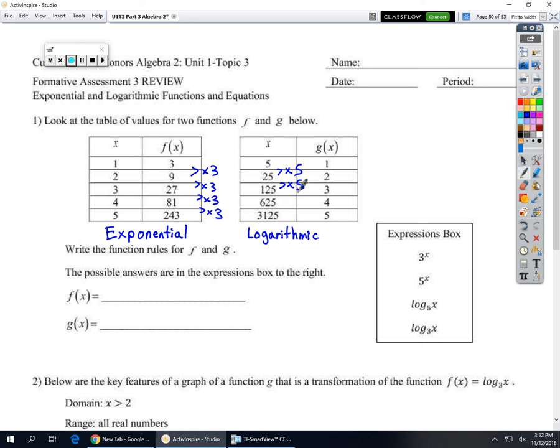Well, take a look at f of x. That's the exponential function. Oh, that's 3 to the x. Cool, because I'm multiplying by 3 each time. Now, g of x would normally be 5 to the x, except since it's the inverse, it's a logarithmic. Therefore, it's just log base 5 of x. So if x is going up 1, 2, 3, 4, 5, and then the y values are going crazy, that's exponential. But if they've switched the x and y values with that pattern, it's a logarithmic. That one's not too bad.